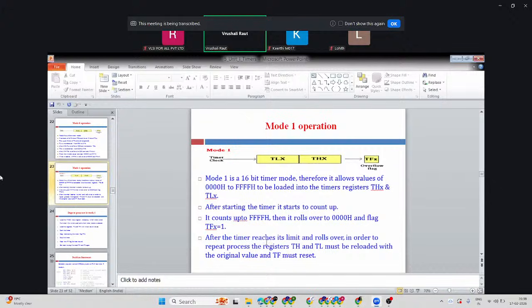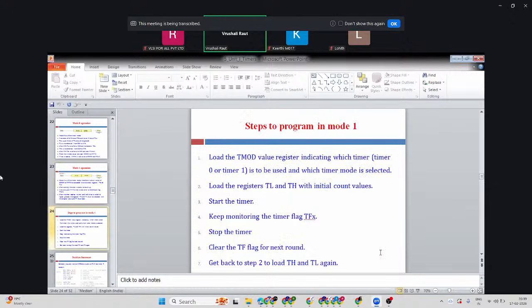After the timer reaches its limit and rolls over, in order to repeat the process, TH and TL must be reloaded with the original value. Are you getting? In the program, what will be required? Once it rolls over to 0000, again you have to load values in TL and TH depending on the requirement of delay. So everything comes in the program: checking the flag, setting the timer, putting values inside it. That is happening in our program.